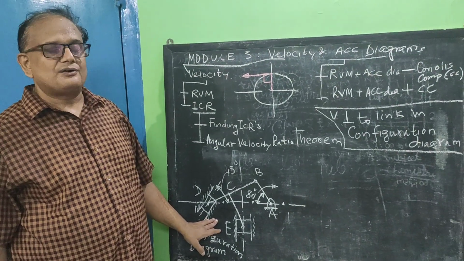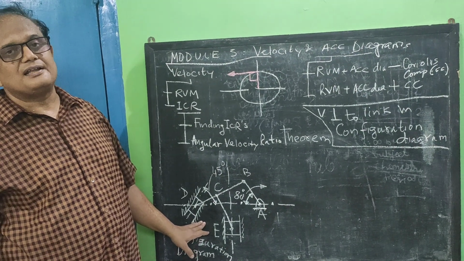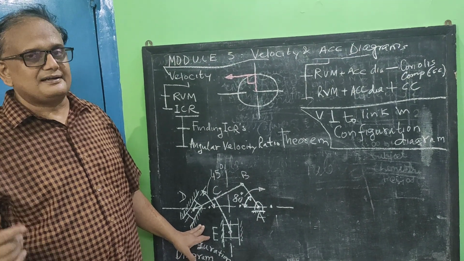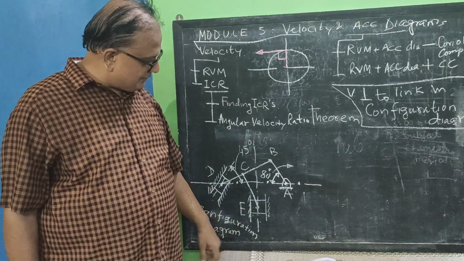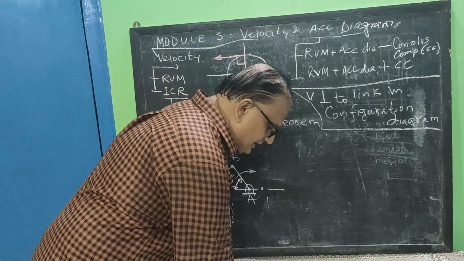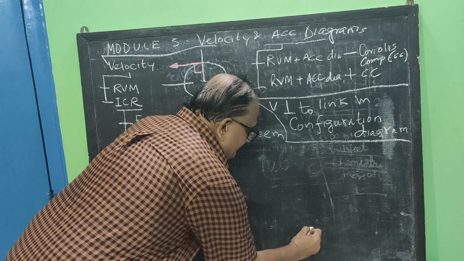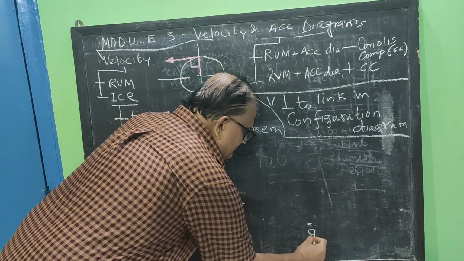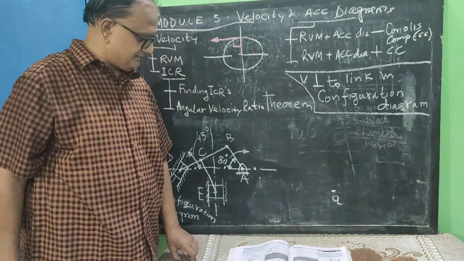Now we start drawing the velocity diagram using the relative velocity method. What is the first step? First step is to find out which is the fixed point. Here the fixed point is A. So what we do is, on a piece of paper, we mark a point A over here. This is the point A. Okay? This is the fixed point.